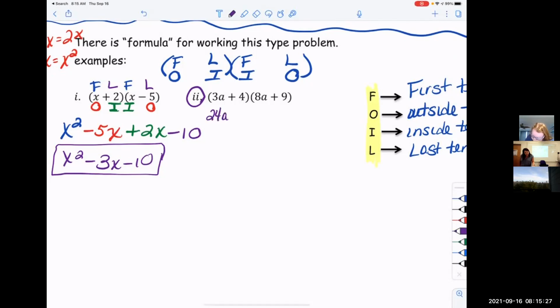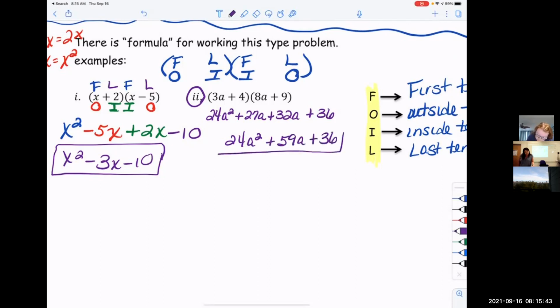So 24a squared plus 27a plus 32a plus 36. Look for like terms. Often those middle terms are like terms, but not 100% of the time. And there is your trinomial, with the highest term having an x squared.